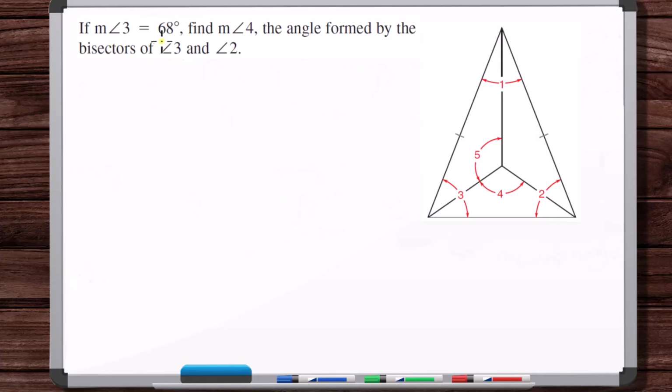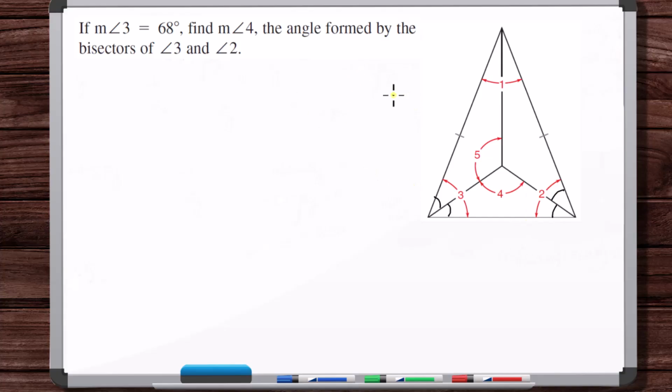Okay, if the measure of angle 3 is equal to 68 degrees, find the measure of angle 4, the angle formed by the bisectors of angles 3 and angles 2. So they're saying that these two angles are congruent, and these two angles are congruent. They just told us that these were the bisectors. But we can see this is isosceles, so these two base angles are congruent, so all of these angles are congruent. All four of these. Okay?